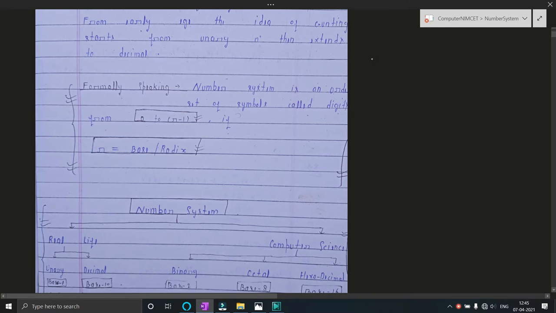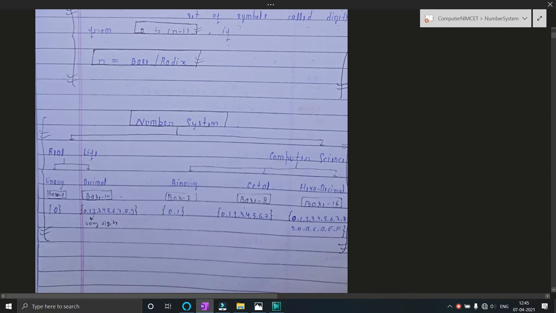I made an announcement to start a computer fundamentals series. So let's get started. Today we are going to start with the number system. Firstly, what is a number system? The main idea of a number system is counting and representing quantity.